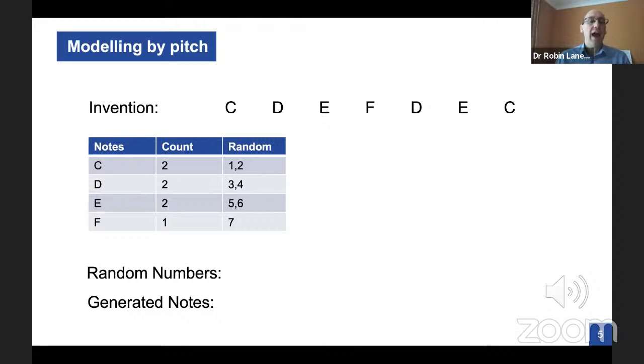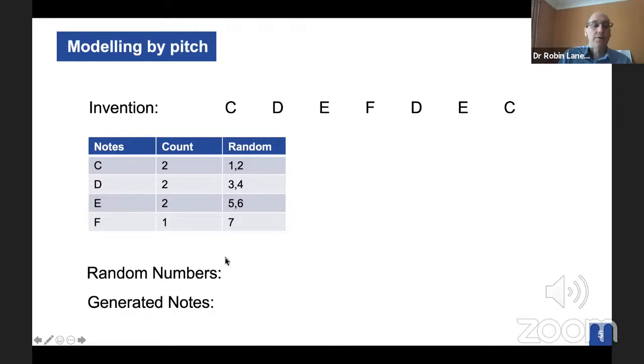So we allocate random numbers to our notes. Because there are twice as many C's, D's, and E's as F, I've given 2 random numbers each to C, D, and E, and just 1 to F. So I've allocated 1, 2, 3, 4, 5, 6, and 7. What I actually did prior to this talk was use an 8-headed die to generate some random numbers, and I ignored all the 8s.